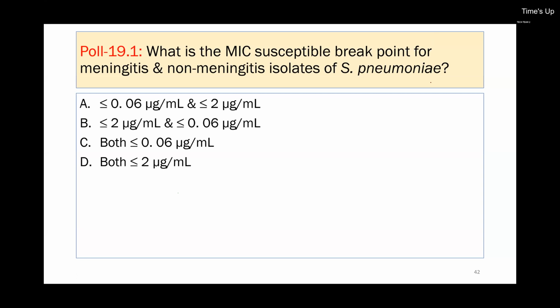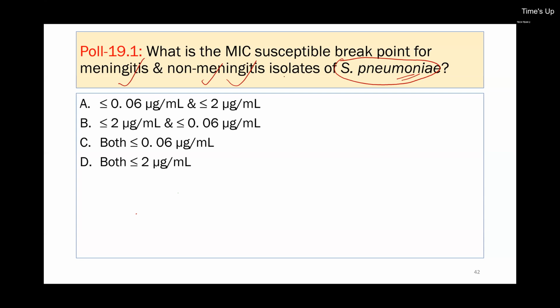The question was: what is the MIC susceptible breakpoint for meningitis and non-meningitis isolates for Streptococcus pneumoniae? The idea of this question is that we should be very much aware that Streptococcus pneumoniae has both meningitis as well as non-meningitis breakpoints. They have separate breakpoints for meningitis and non-meningitis.